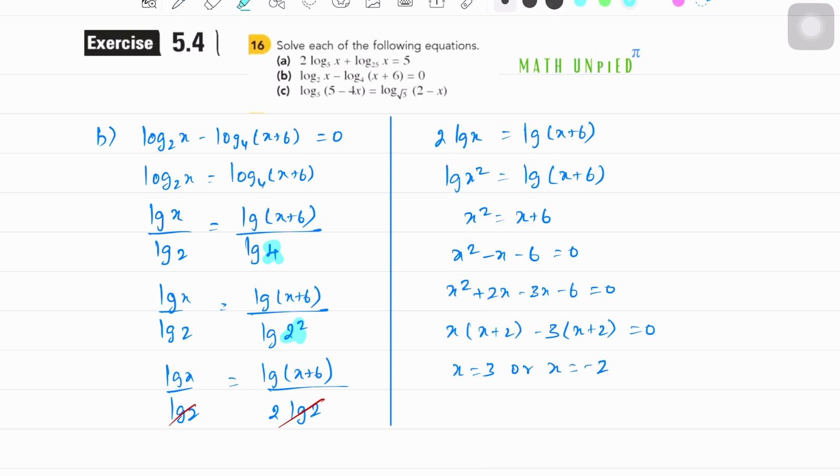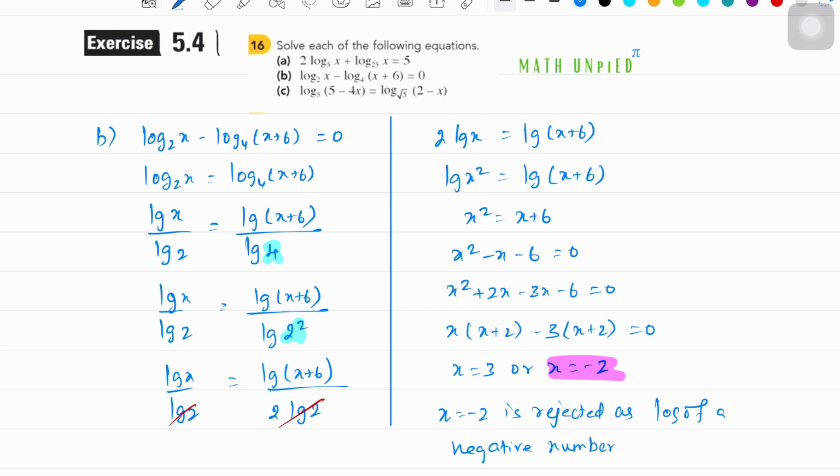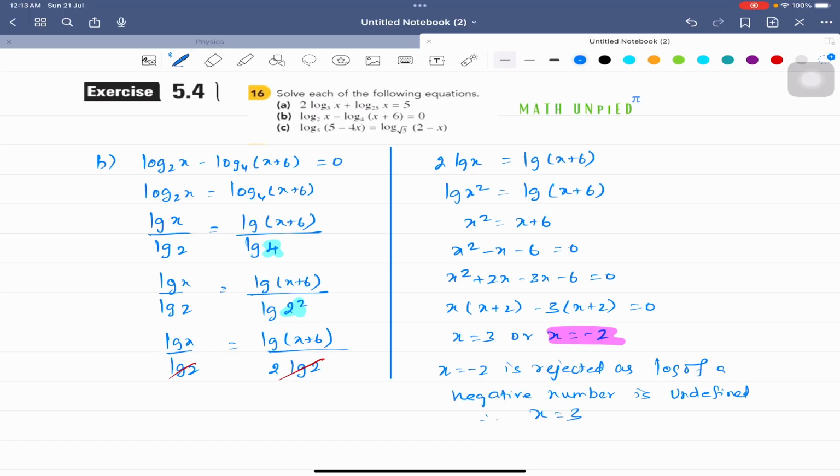Since log of a negative number is undefined, we can reject x equals negative 2. X equals negative 2 is rejected as log of a negative number is undefined. Therefore, x equals 3 is the answer.